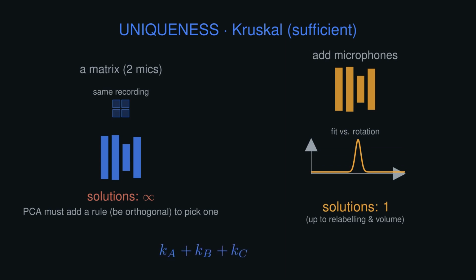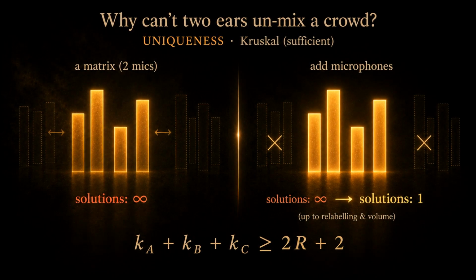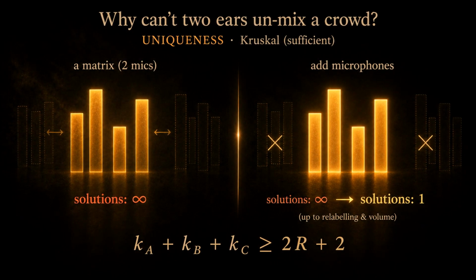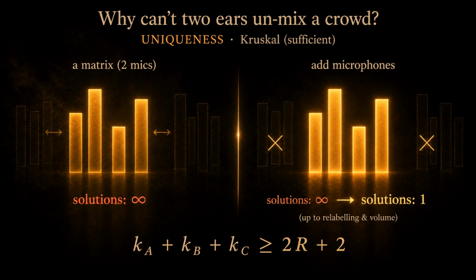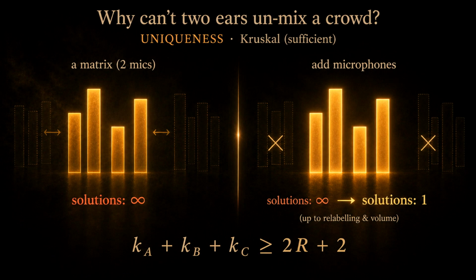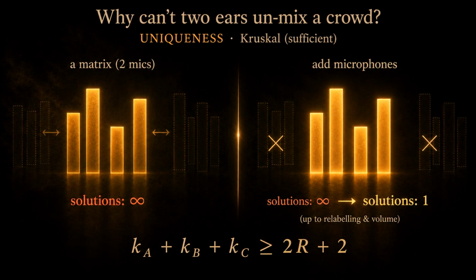Kruskal's condition makes it precise. If the independent directions across the 3 modes add up to at least 2R plus 2, the answer is essentially unique. Up to relabeling and volume. The 3rd dimension is what killed the freedom. That is the gift.